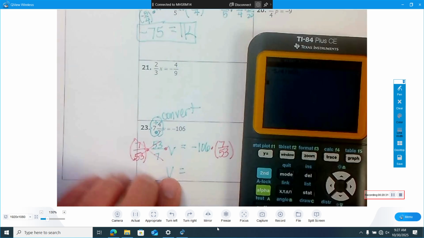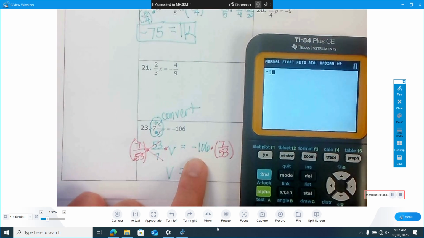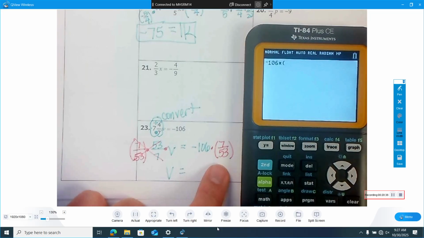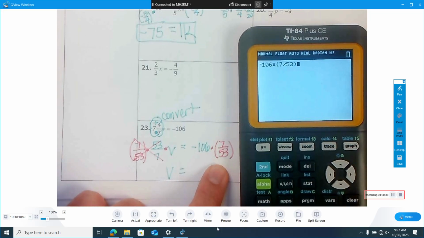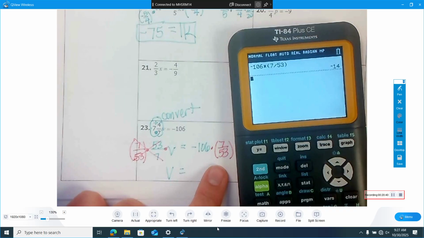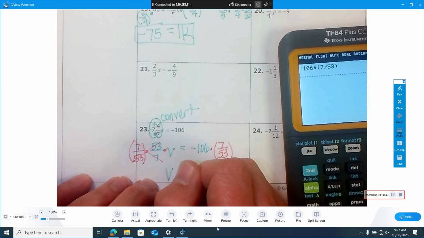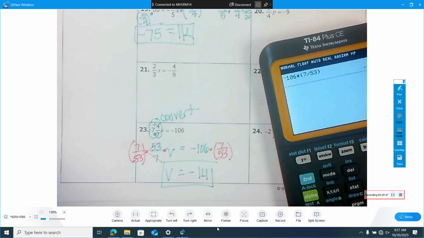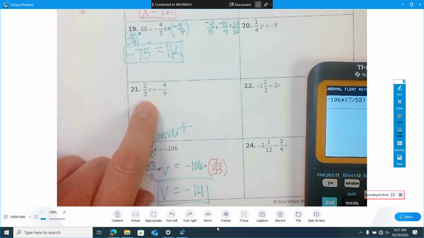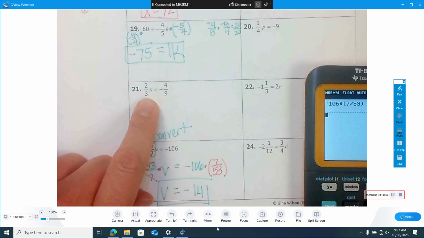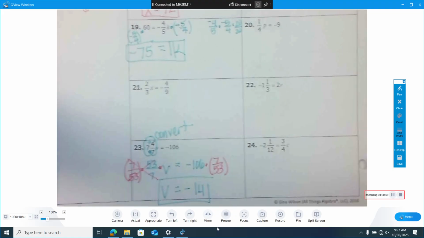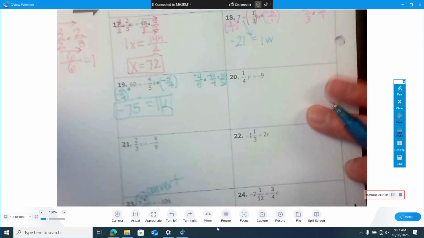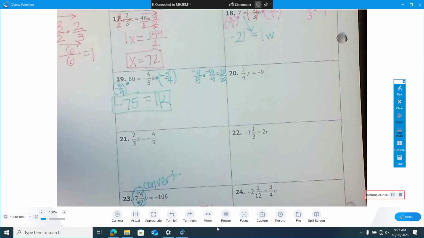And then because these are super giant numbers, I'm going to use my calculator. Negative 106 times my 7 over 53. Negative 14. Look how that cleaned up. That was pretty awesome. Okay. All right, do you have questions for me? How do you get rid of it when you've got a fraction in front? Multiply by the reciprocal. Multiply by the reciprocal, ladies and gentlemen. Okay. All right. Fantastic.